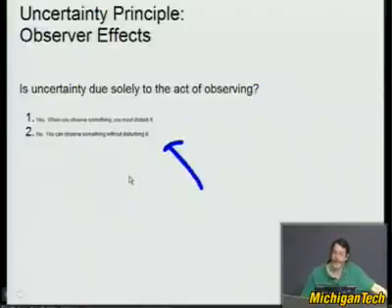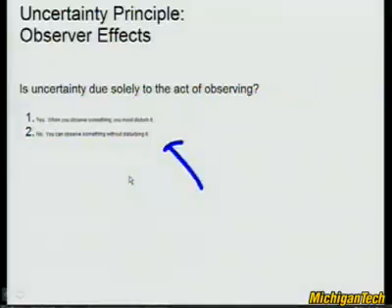So here's another fundamental concept. Is the uncertainty principle due solely to the act of observing? I always hear this. In fact, I just ran into it recently. Yes, when you observe something, you must disturb it. Is that the root of the uncertainty principle? Or no, you can observe something without disturbing it. You're fine with that. Which one is it? Is the uncertainty principle based on disturbing things because that's what has to happen when you measure it?